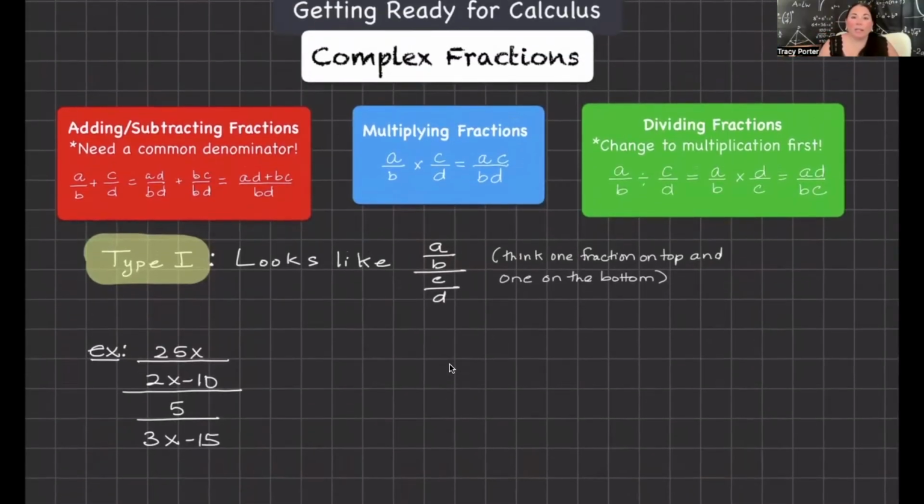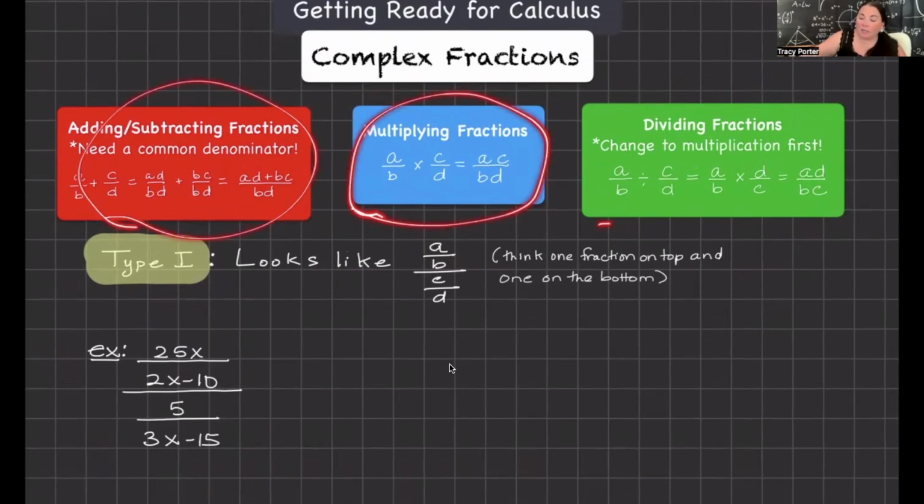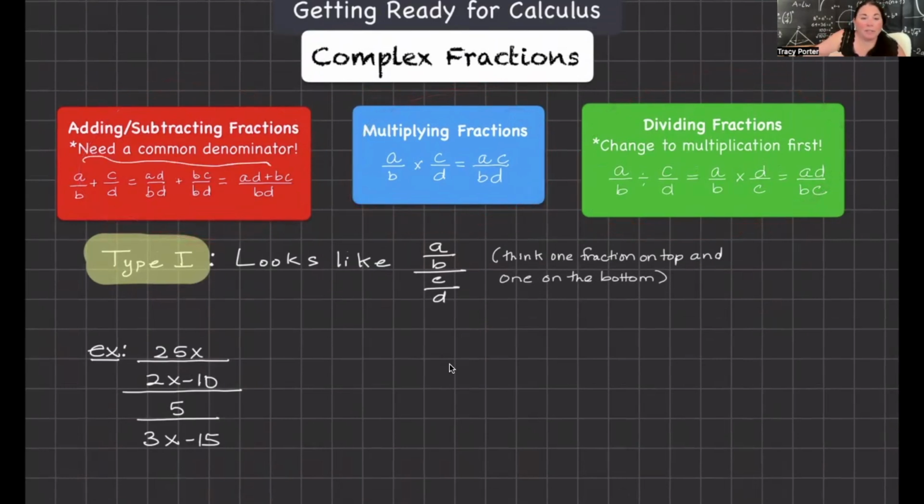Okay, this getting ready for calculus video is on complex fractions. And so we're going to look at a couple of different types, but before we look at those types, in each of these little boxes are just simple reminders if you need them about how to add and subtract fractions. Just a reminder that you have to get a common denominator, multiplying fractions. And then dividing fractions, we need to change it to multiplication first. And then it's really just like a multiplication problem.